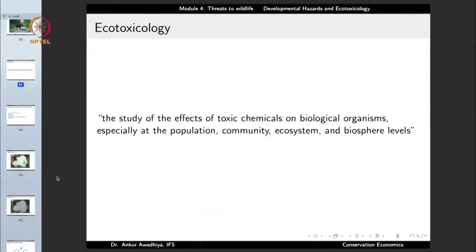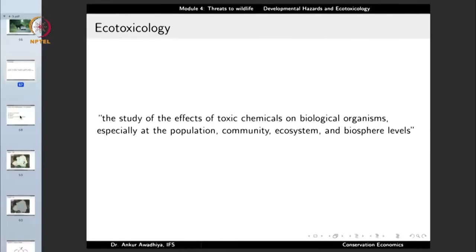Next, we will have a look at ecotoxicology, which is the study of the effects of toxic chemicals on biological organisms, especially at the population, community, ecosystem, and biosphere levels. Now, the point is, why do we need to study ecotoxicology? This is important because we are releasing a huge quantity of toxic substances into the environment, and they are having an impact on different organisms at the individual level, sometimes at the population level, and sometimes at even greater higher levels.